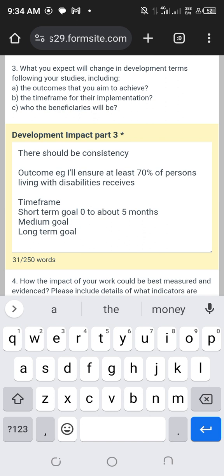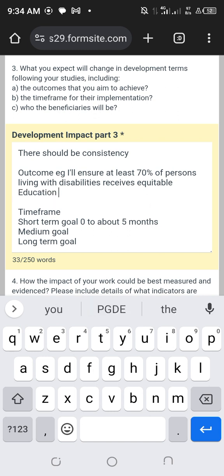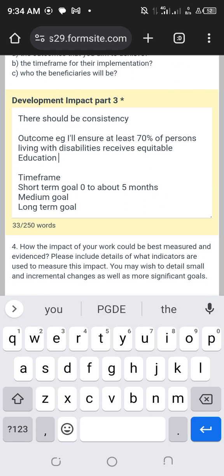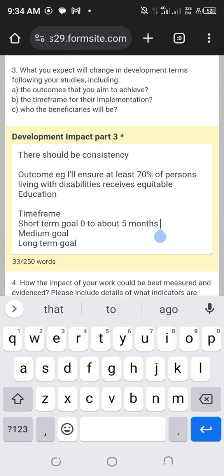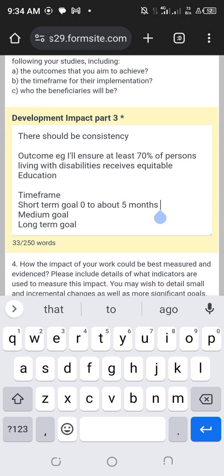Okay? This is what you hope to achieve. I'm just using this as an example. Now, how are you gonna achieve this? That's what this time frame is talking about. You talk about the outcome, then the time frame.